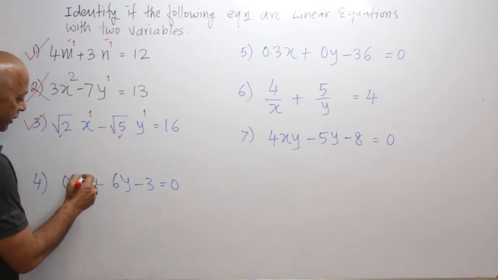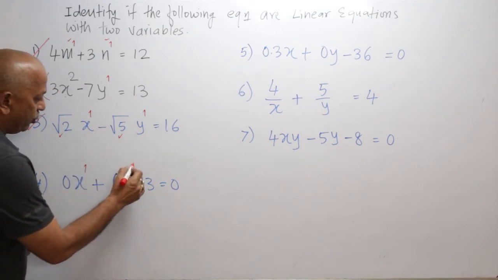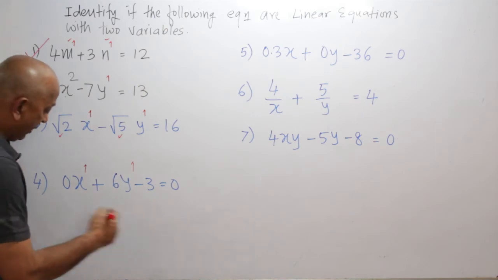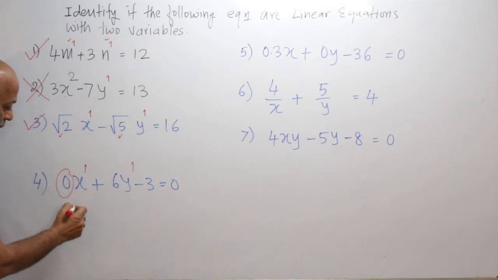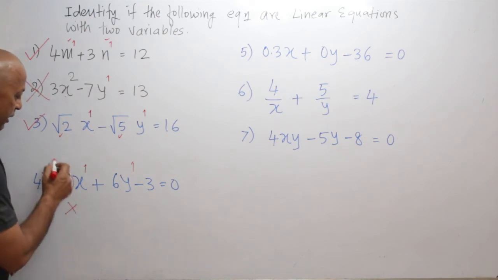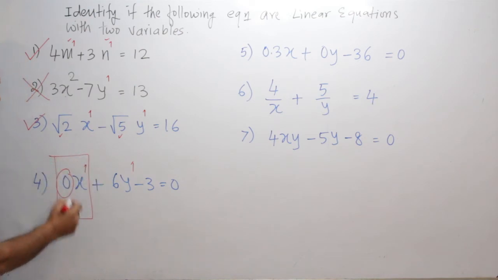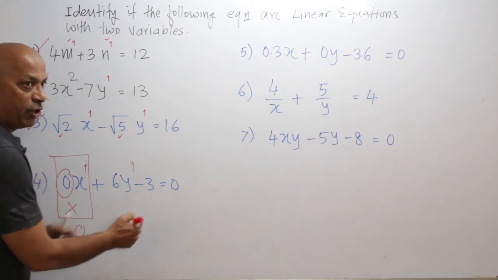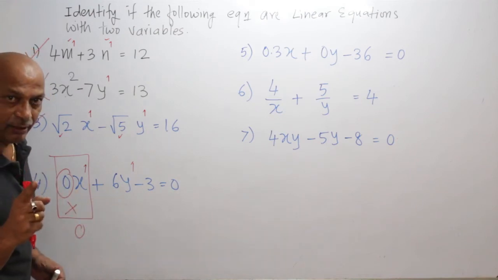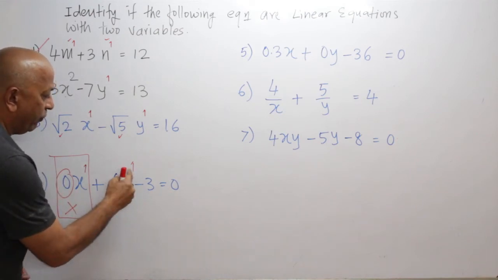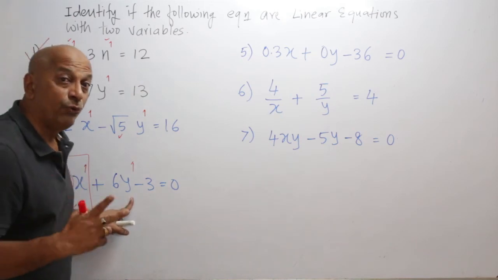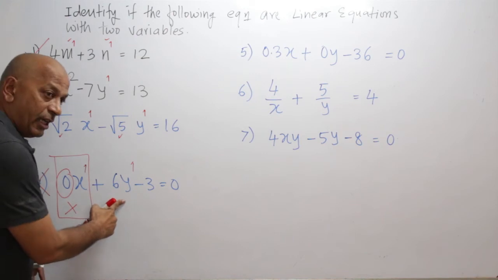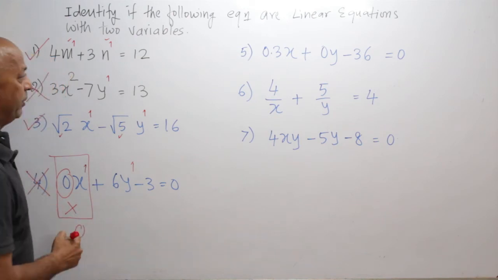Here the x is 1, the y is 1, but here the coefficient of x is equal to 0, which is not allowed, because this term will become 0 and then the remaining expression will be only a linear equation with only one variable. So this is not a linear equation with two variables. Yes, this is a linear equation with one variable.